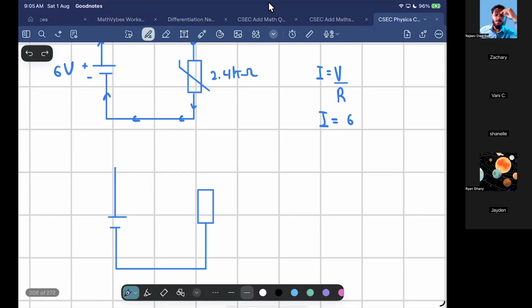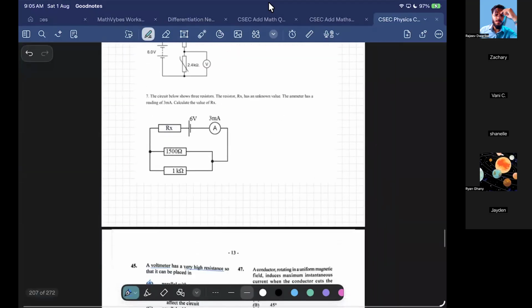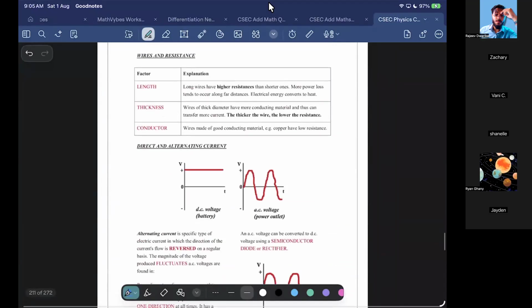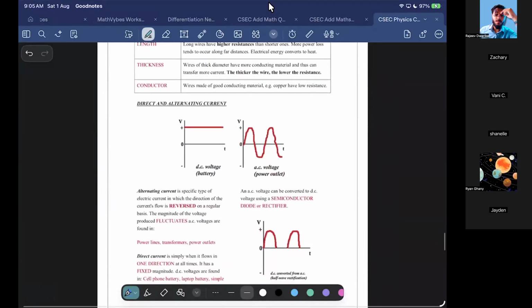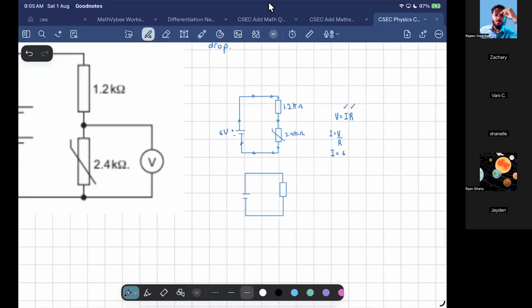So after today we're done with circuits. After this we're going to move on to magnetism. Well, we also have to look at DC, AC, and diodes, and that shouldn't take long. This is the last set of circuit questions I'm doing. Then we're going to move on to direct and AC current. Easy stuff, don't worry, it'll be fine. So yeah, let me finish this fast.